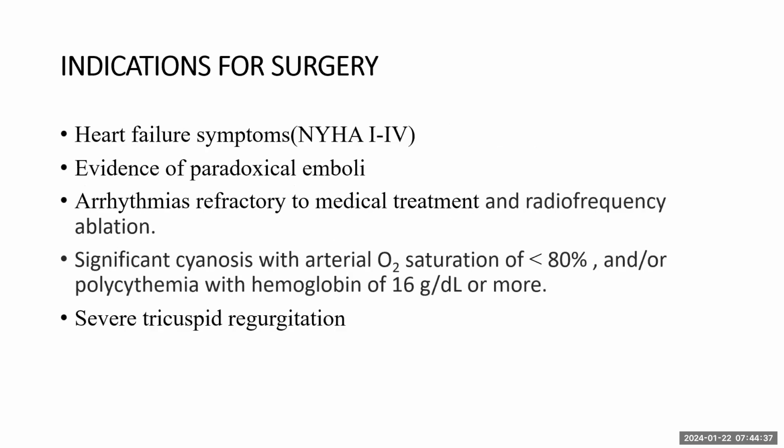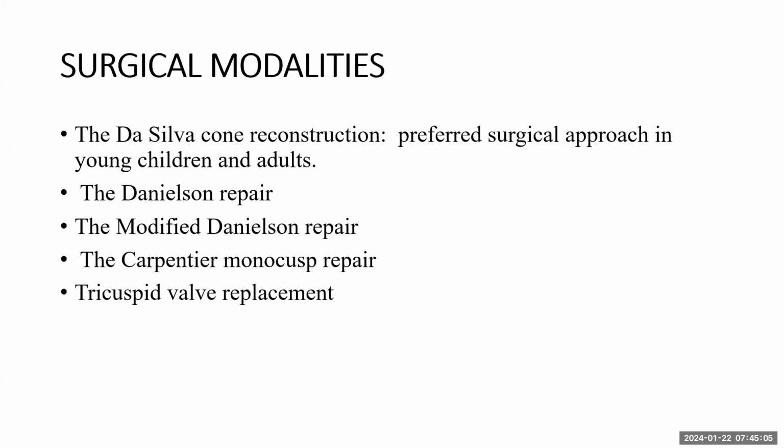So these are the indications for surgery: worsening heart failure symptoms, evidence of paradoxical emboli, and arrhythmias that are refractory to medical therapy and to radiofrequency ablation. Then significant cyanosis, with oxygen saturation of less than 80 percent, and or polycythemia of 16 grams per dL or more. Then if the tricuspid regurgitation is really severe, that is an indication for surgery.